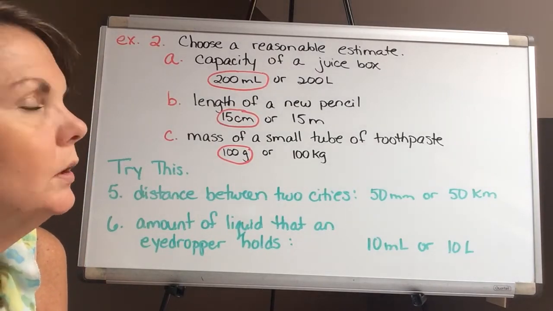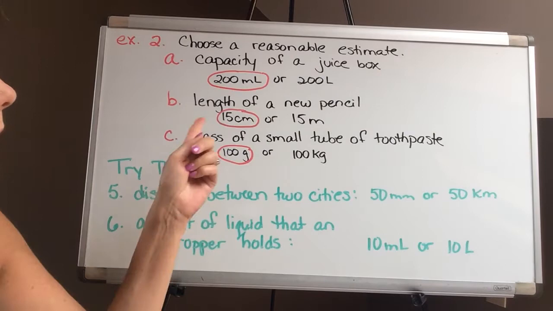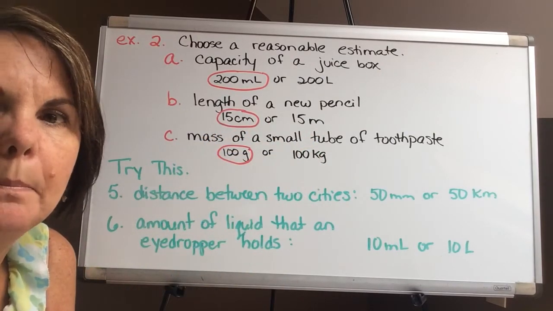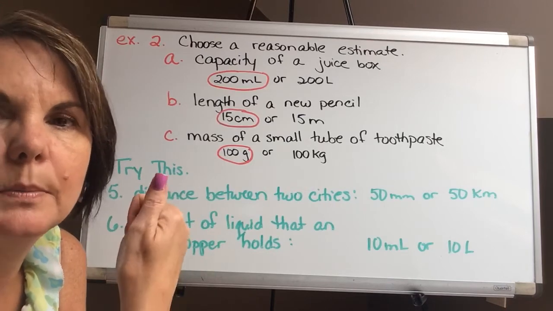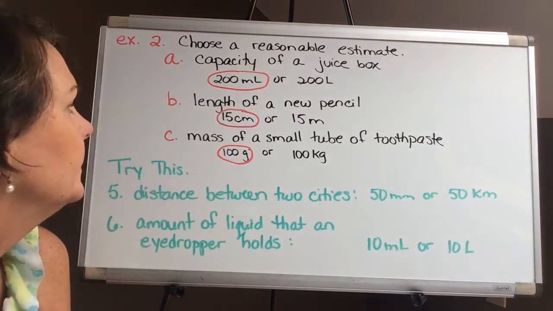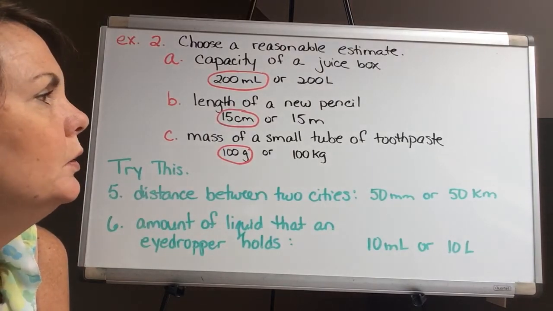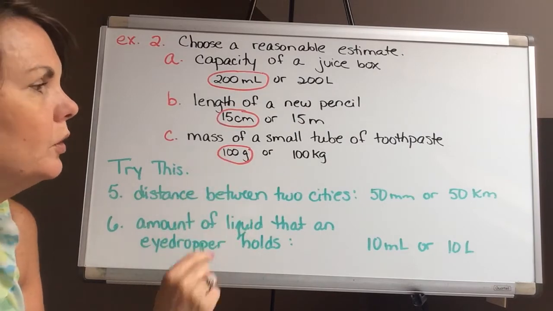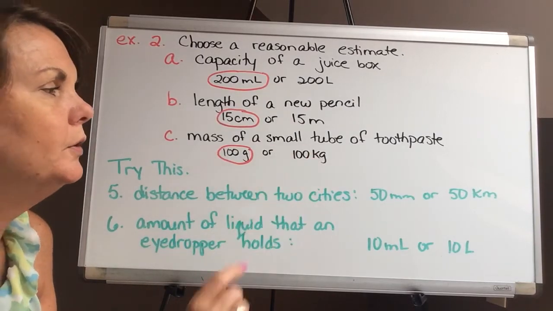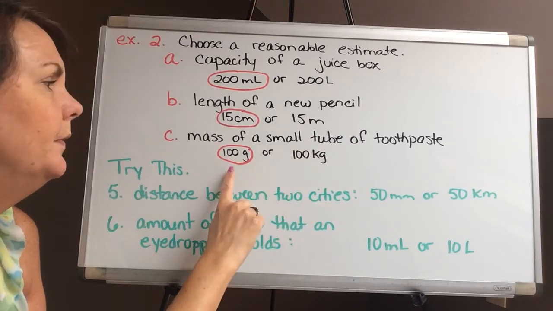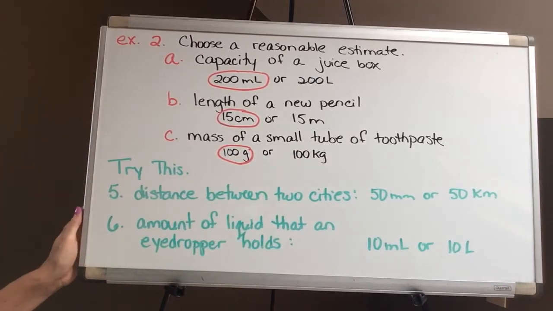Length of a new pencil, a brand new pencil, not one you sharpen down, 15 centimeters or 15 meters. Remember, centimeters, the width of your thumb, 15 centimeters. Mass of a small tube of toothpaste, one of those that you would travel with, 100 grams or 100 kilograms. That's the weight of 50 textbooks. No, definitely 100 grams. So let's try a couple.